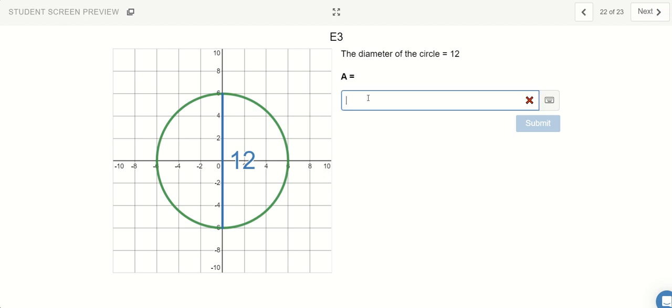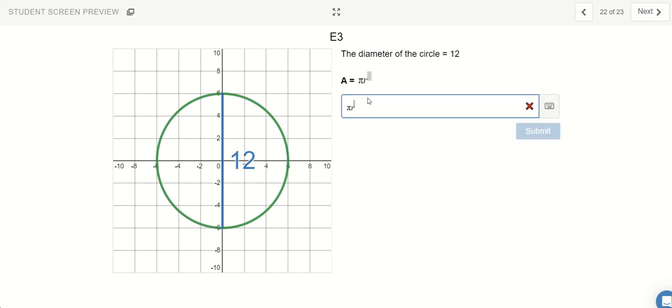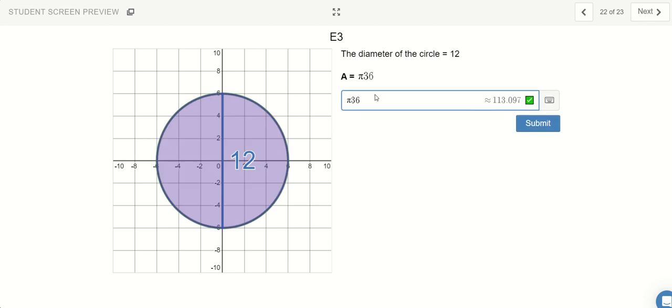Right here, I know area is pi r squared. So this one's a little bit tricky. Here we know the diameter is 12, but the formula only works for radius. So I will look at half of the length. The radius is actually 6. So it would be pi times 6 squared, or 6 squared can be written as 36 pi.